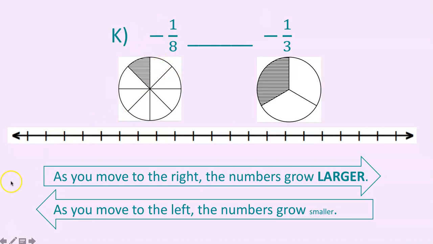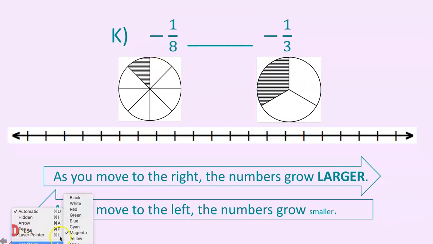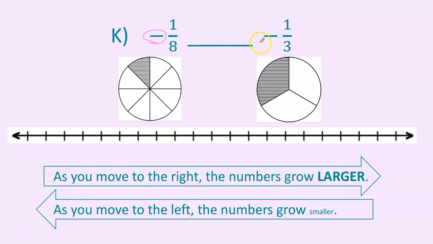Okay, so the only thing that changed here is that we have a negative symbol attached. So let's go ahead and start drawing these on the number line. So I'm going to just go ahead and mark tenths. So -0.1, -0.2, -0.3, -0.4. And this will help me to show you the comparison.